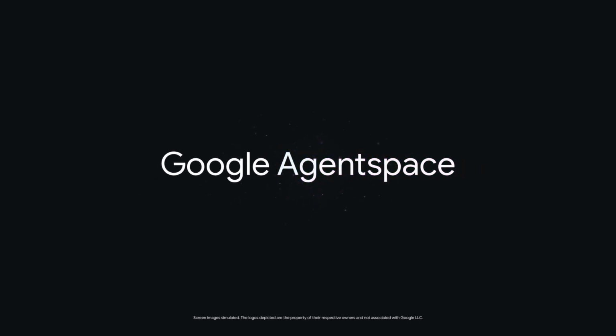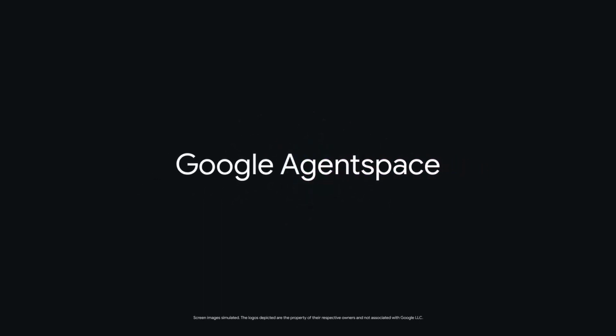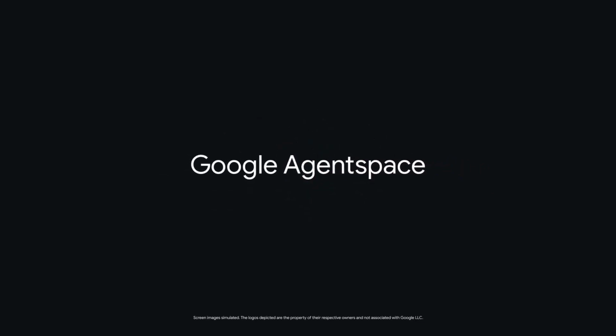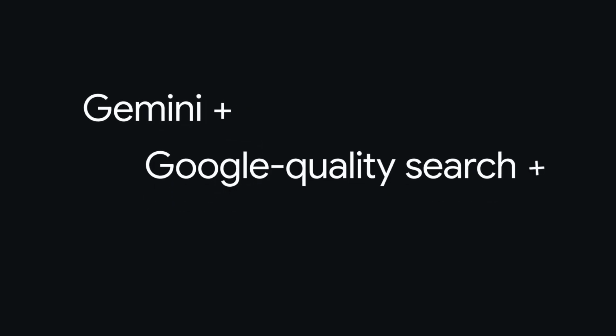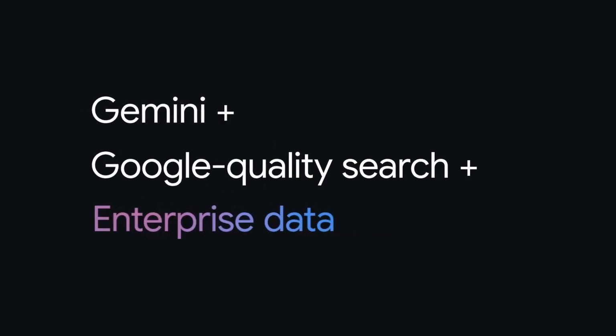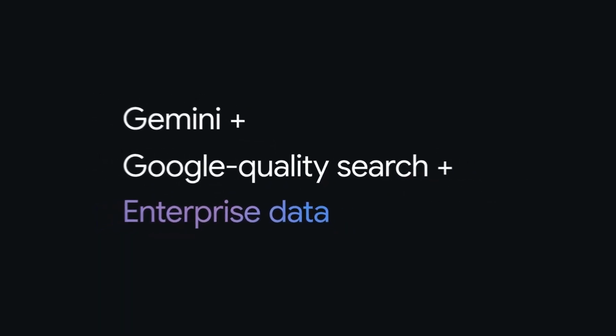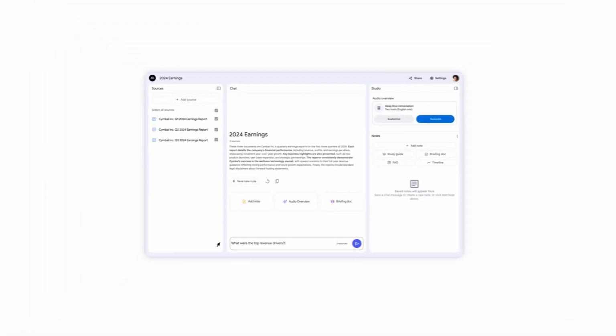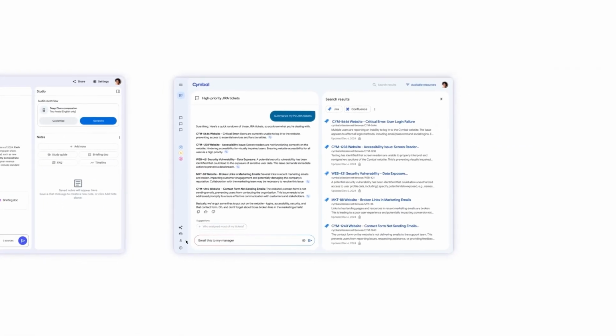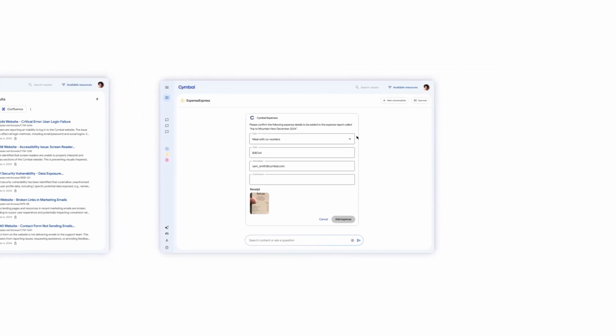Google Agentspace helps unlock enterprise expertise for employees with agents. It does so by bringing together Gemini's advanced reasoning, Google quality search, and your enterprise data, regardless of where it's hosted. Let's look at three enterprise use cases that help demonstrate the value Google Agentspace delivers.